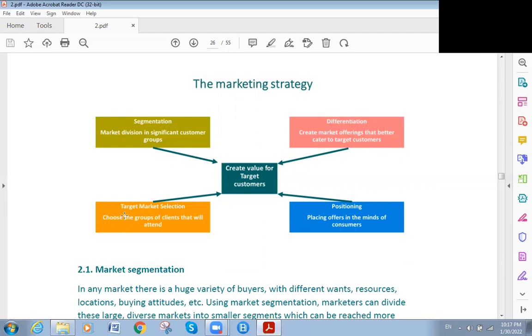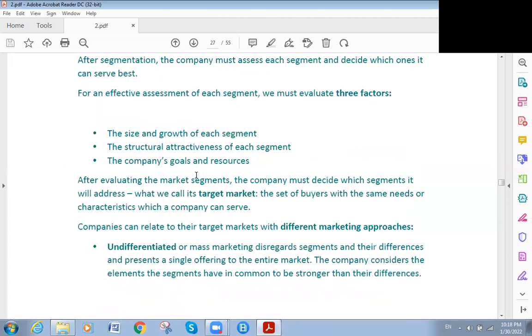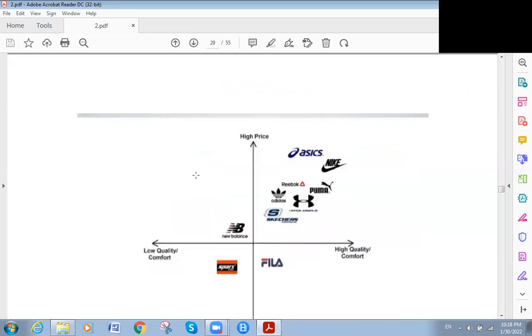Are you going to make target market selection, choosing the groups of clients that you will serve? Or are you going to use positioning, placing offers in the minds of the consumer? Any of these strategies, or all of them together, or any of them apart, will create value for the target customer, for your customer. Okay.